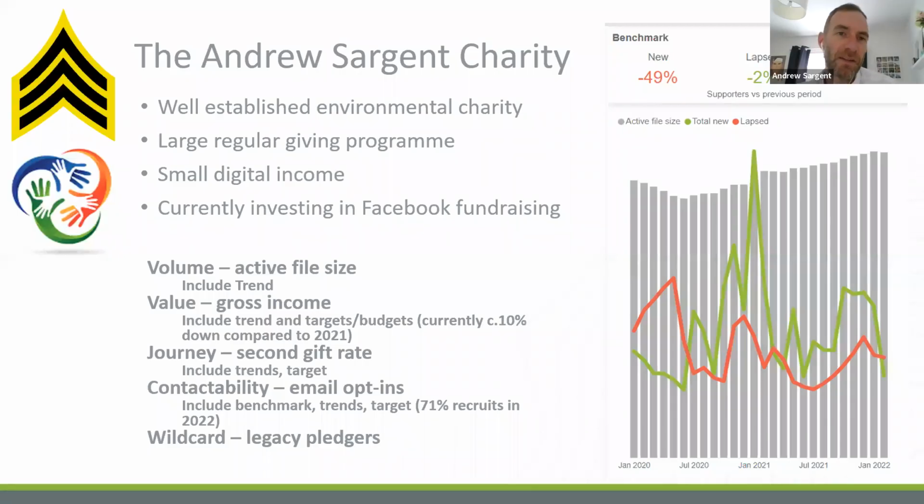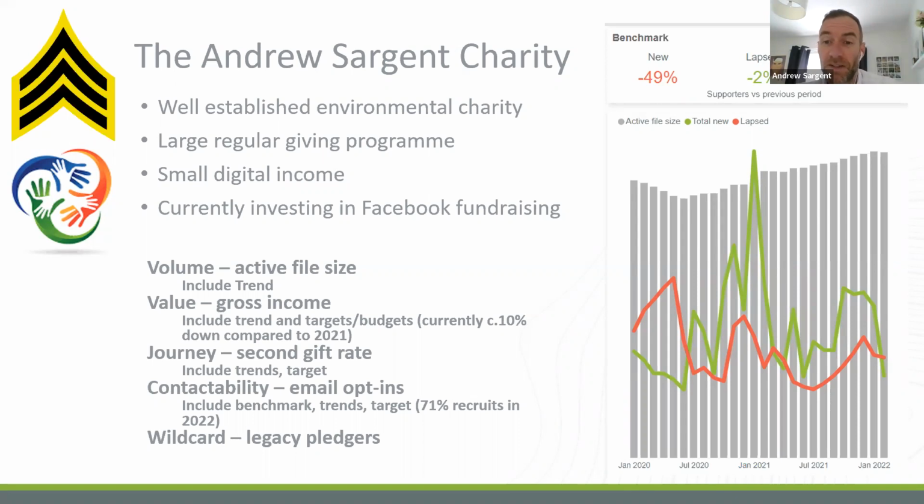So to bring some of that to life and to illustrate what we mean, we have come up with our own couple of charities. So mine is a well-established environmental charity. We've got a large regular giving program, very little digital income, but this year everyone is invested quite heavily in Facebook events and fundraising. So what would I choose? I'm going to measure an active file size and include a trend on that.